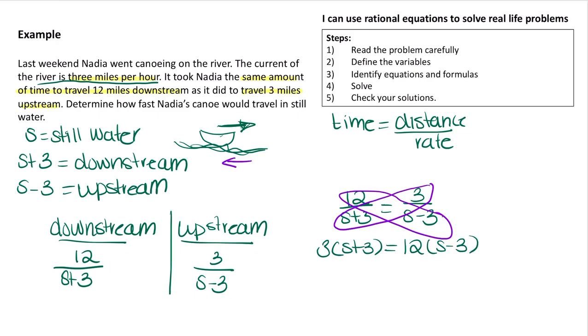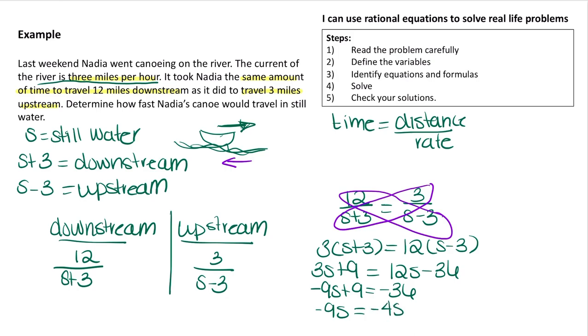Okay, so now we just do the regular algebra steps, right? Like distribute. So we have 3s plus 9 equals 12s minus 36. Remember, when you have a variable on both sides, you want to move all the variables to one side of the equation. So I'm going to subtract 12s from both sides. So I have negative 9s plus 9 is equal to negative 36. So that gives me negative 9s equals negative 36 minus 9, which is negative 45. And that's going to give me s equals 5 when you go ahead and solve that equation.